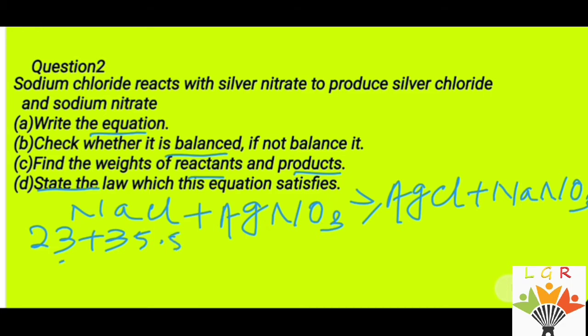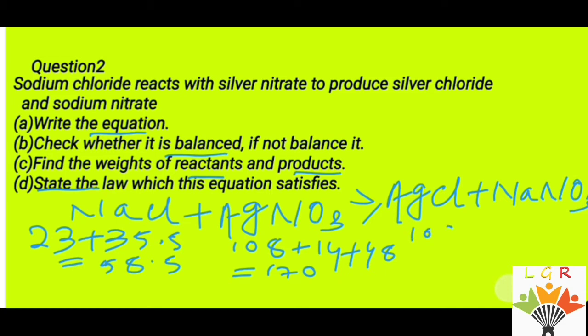So you will get the value is 58.5. Silver is 108 plus nitrogen is 14 plus 3 oxygen is 48. 16 into 3 is 48, which is equal to 170. Now in silver chloride, silver is 108 plus chlorine is 35.5.